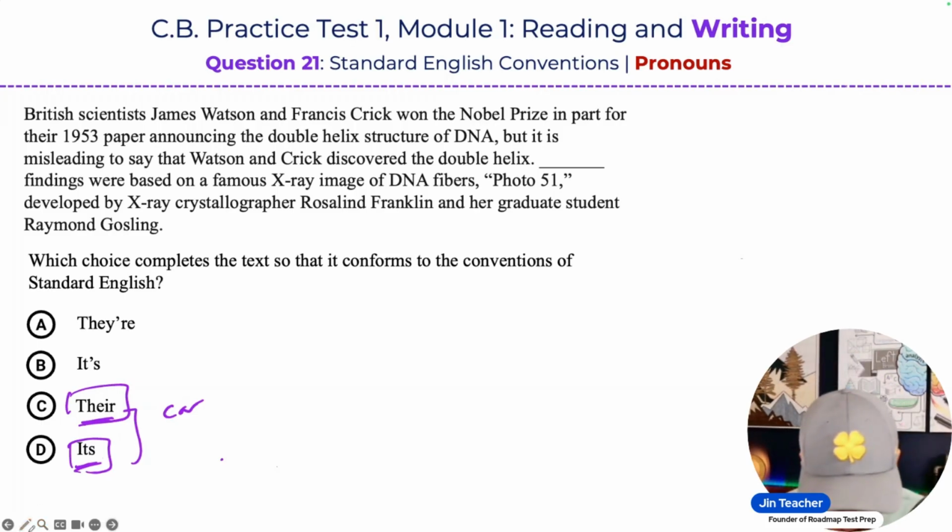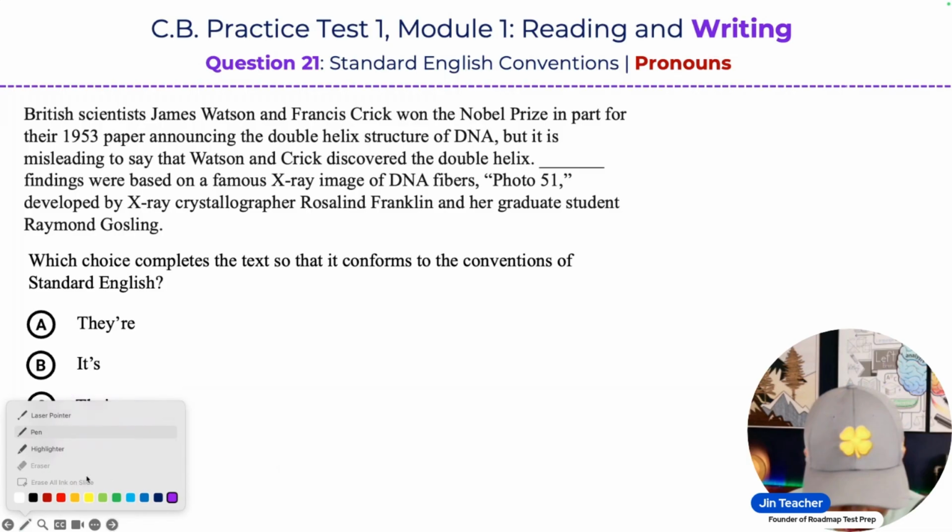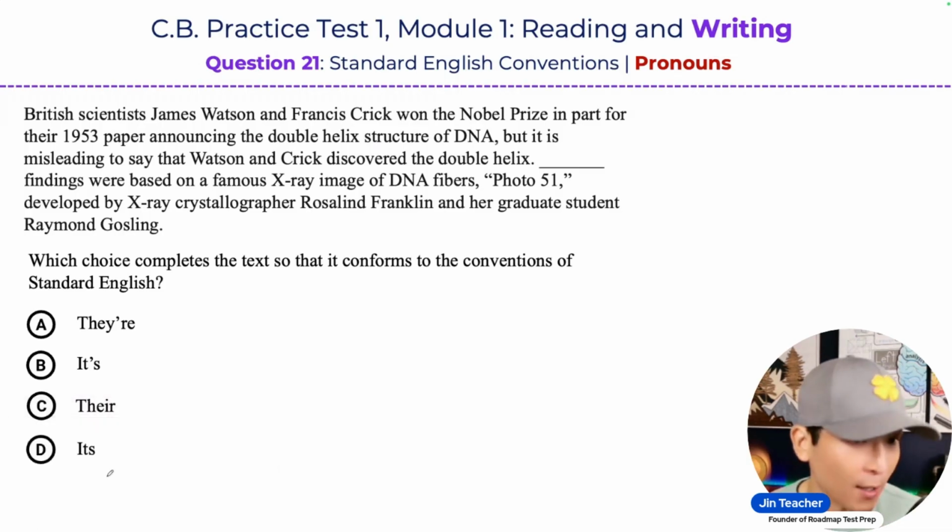So what you can do when you're solving pronoun questions, just like you solve every other type of question on the SAT, is focus on one concept at a time. Always make sure to do things one thing at a time. What I mean by that is when you're solving these questions, you want to focus on one concept at a time. The first concept that we can focus on is whether these contractions are correct.